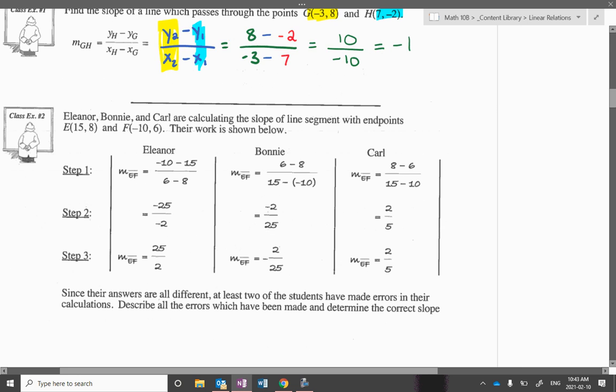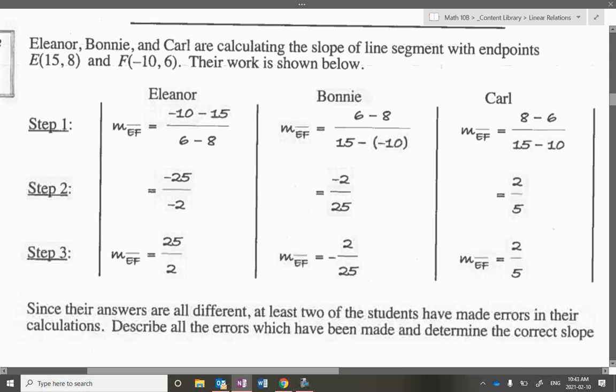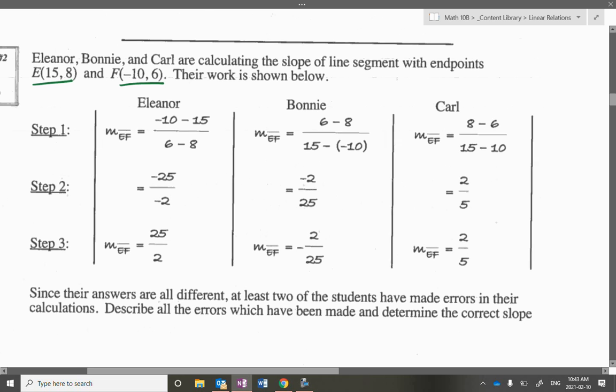Okay, so let's look at this example. Eleanor, Bonnie, and Carl are calculating the slope of a line segment. That just means it ends. It's not a continuous line with arrows. Our points are (15, 8) and (-10, 6). Their work is shown below. They got different answers, so they're making mistakes.